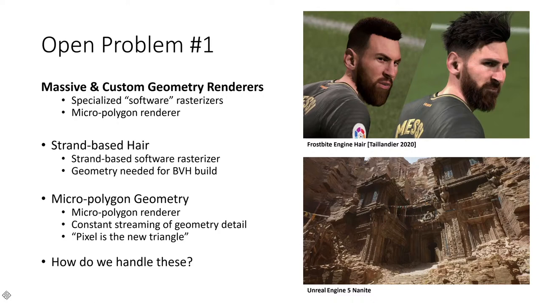Also, recently, Unreal 5's micropolygon geometry renderer Nanite is bringing super high levels of detail to real time, where basically pixel is the new triangle. So this means constant streaming of geometry detail, and in the world of ray tracing, as we saw, it can greatly affect performance of acceleration structures, right? And so how do we handle these new trends?